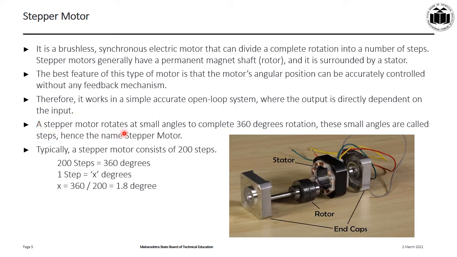A stepper motor rotates at small angles of complete 360-degree rotations. These small angles are called steps, hence the name stepper motor. Typically, a stepper motor consists of 200 steps equals to 360 degree. Thus, each step is 1.8 degree.